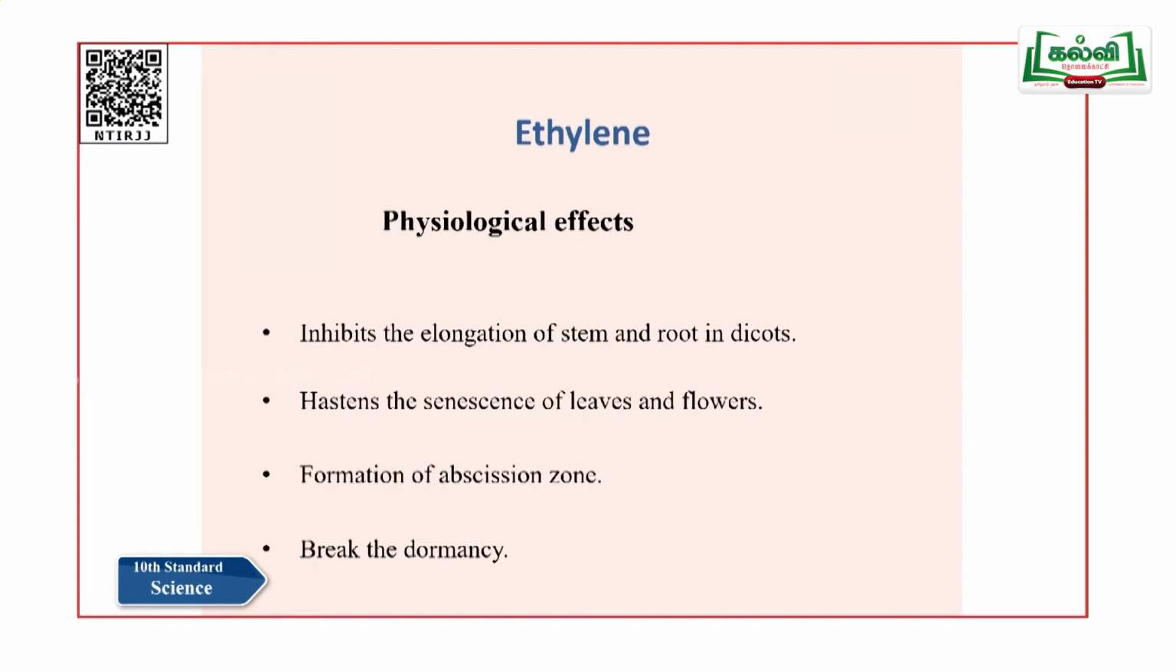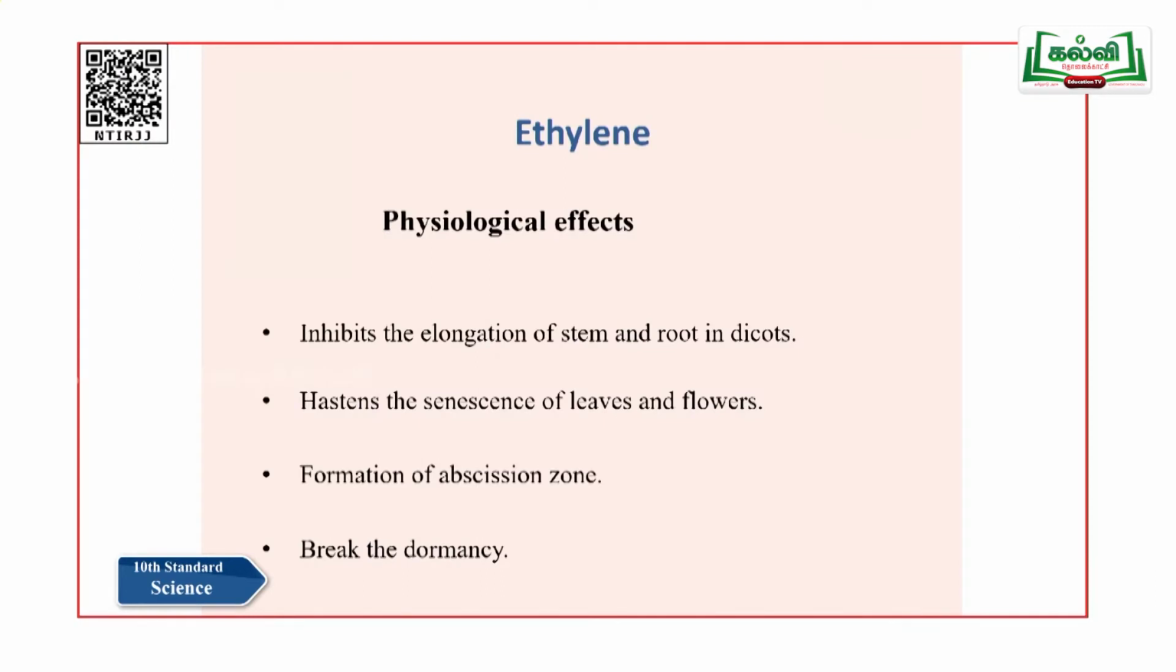And further next, formation of the abscission zone. What do you mean by abscission zone? The zone which is formed as a group of content in the plant that cannot be taken away from the plant. So, its formation will be supported by ethylene, and it breaks the dormancy. So, some of the plants which have a slow process of growth will be induced by ethylene.